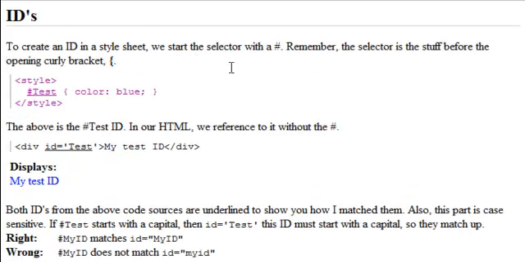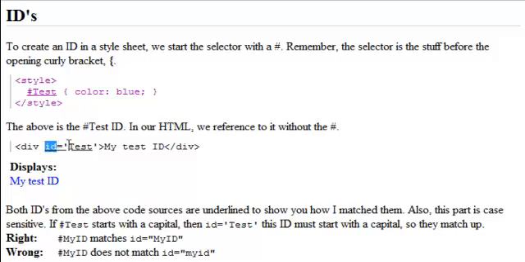IDs. To create an ID in a style sheet, we start the selector with a number sign. Remember that the selector is the stuff before the opening curly bracket. So this here would be your selector. Because we have a number sign in front of it, that would make this selector an ID. To access the CSS from your HTML, you'd use, for example, a div element. It could be any element.